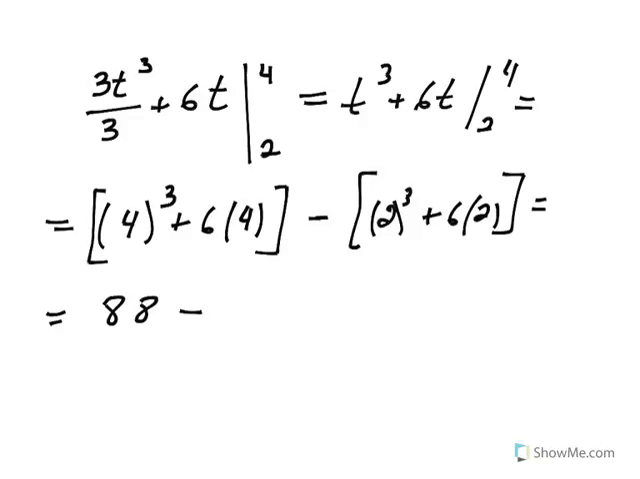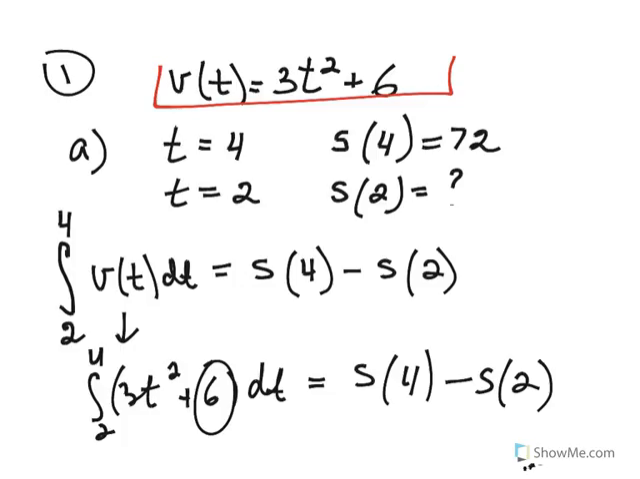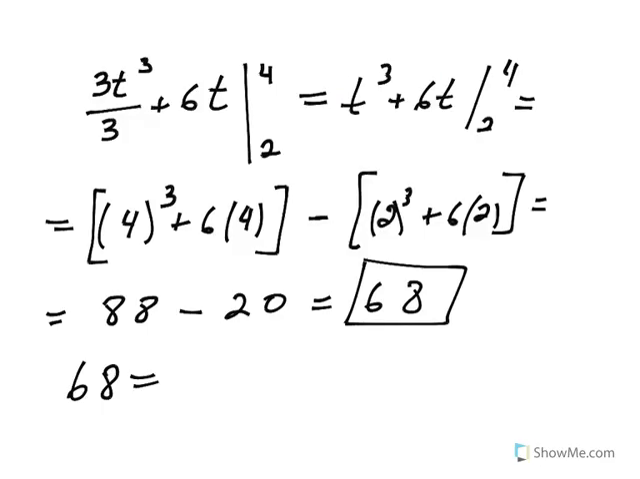Minus 2 cubed is 8 plus 12, that would be 20, I assume, and that's 68. So the value of this integral equals 68. Now it says s of 4 minus s of 2. But what is s of 4? We have it, it's right here. It's given. It's 72. So s of 4, 72, minus s of 2. That's what we're looking for.